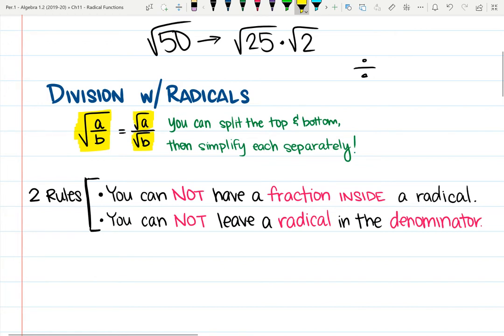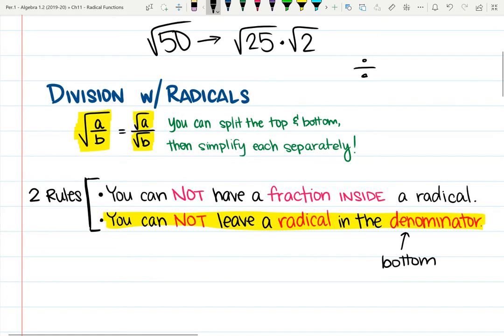All right, there's two things you have to know about radicals before we move on from here. First one, you cannot have a fraction inside of a radical, which is why we have this property here, which allows us to split it up into two separate radicals. And the last rule is you cannot leave a radical in the denominator. Right? And if you don't remember what a denominator is, that's the bottom of a fraction, right? So here I'll make a note. The denominator is the bottom of a fraction, okay? So we can't have a radical in the denominator.